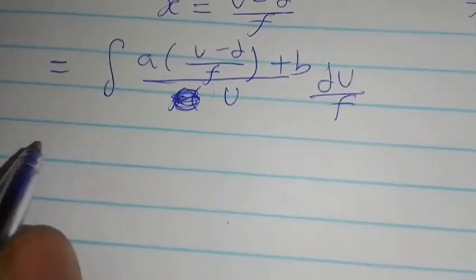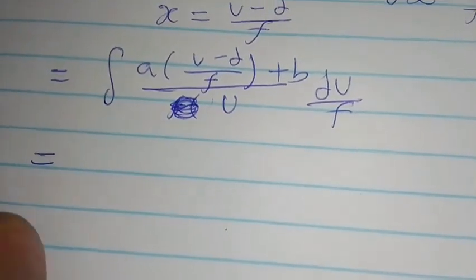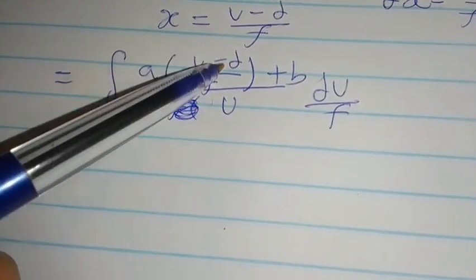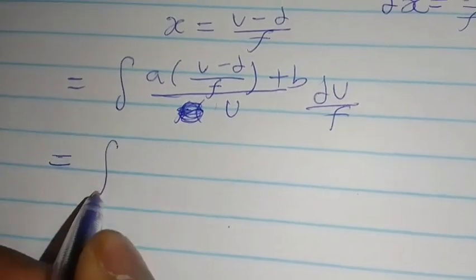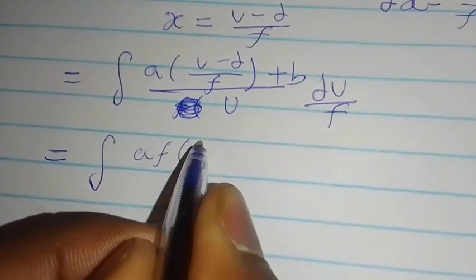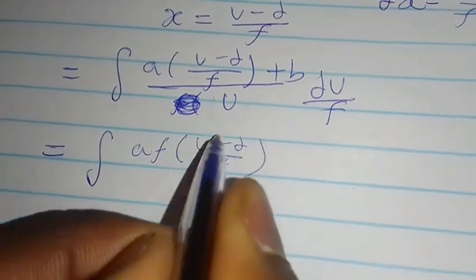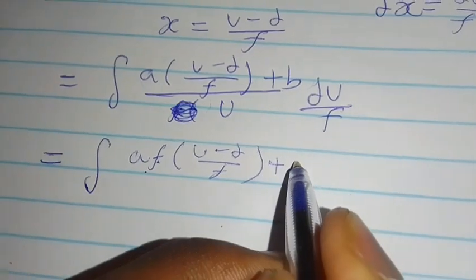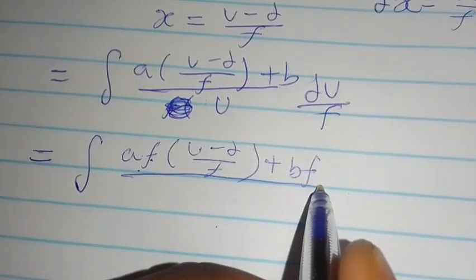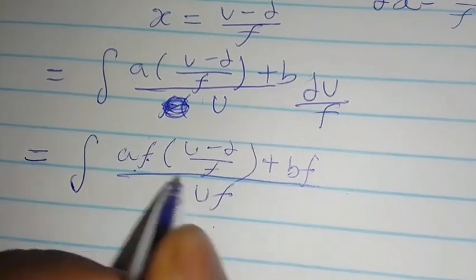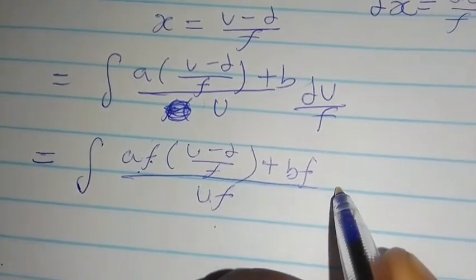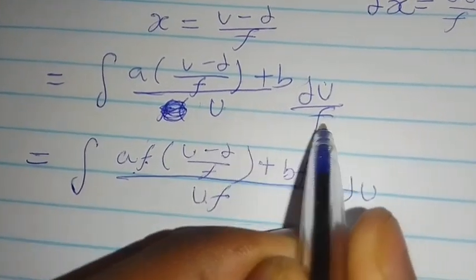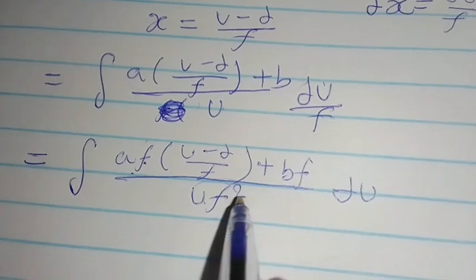Now we're going to further simplify this. I'm going to multiply both the numerator and the denominator by f. So I have the integral of a times (u minus d) over f, and you multiply this term by f, and you multiply this term also by f, so you have bf. Now you divide by uf. Remember, I just multiplied everything by f. Then you have du over f, so this f will multiply with this term, and you'll have f squared there.